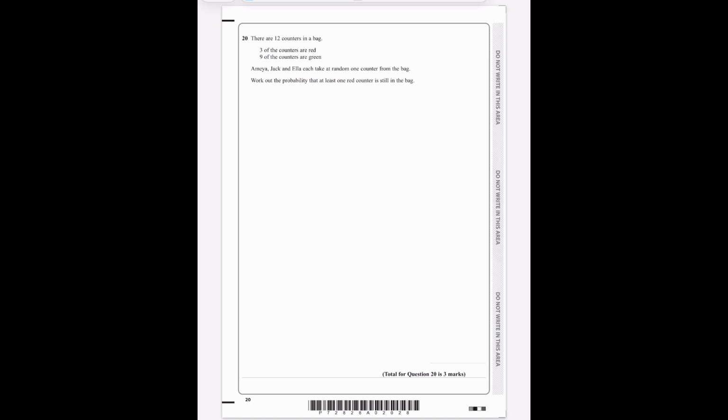Question 20, counters in the bag. Well, the probability of there being at least one red counter is 1 subtract the probability that there are no red counters. The only way of there being no red counters is if we pick a red counter 3 times in a row. So 3 12ths times 2 11ths times 1/10. Subtract that from 1, you get 219 220ths.